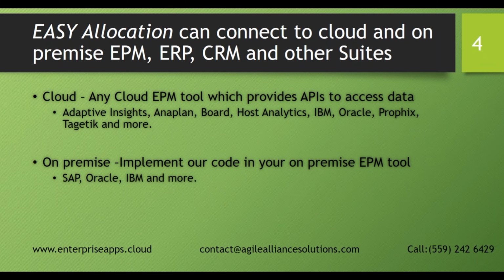So an Easy Allocation app can connect to your online or cloud service or an on-premise service. If it's a cloud service product, something like EPM, ERP, or CRM systems, and it provides data access through APIs, yes, we can get the data, run the allocations, and push it back seamlessly. For on-premise systems, we need to implement code in your on-premise system so that it can talk to our Easy Allocation app.